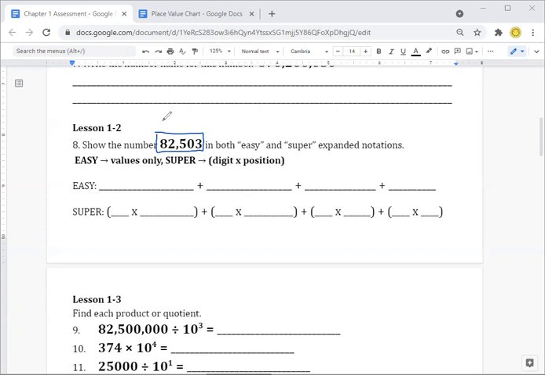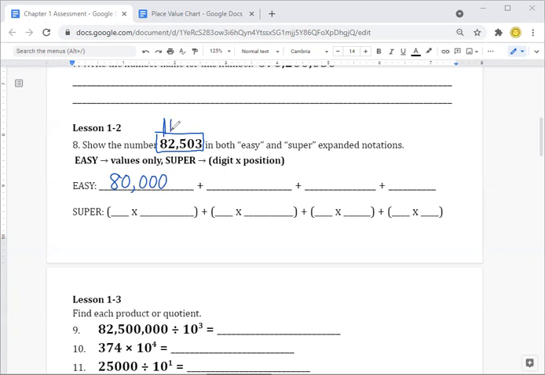So we go from digit to digit and call out their values. So what is the value of this 8 right here? The 8 is in the 10,000 spot. So it's worth 80,000.